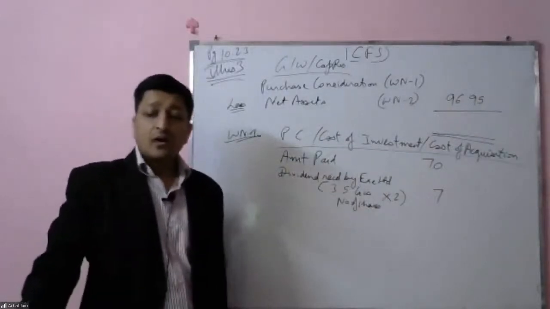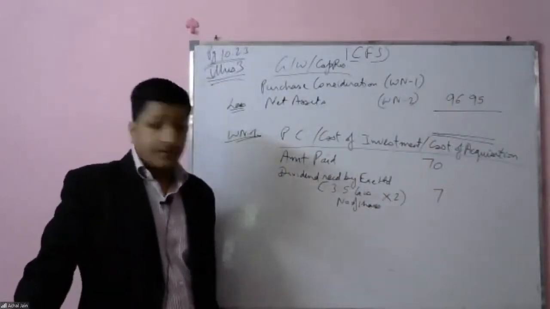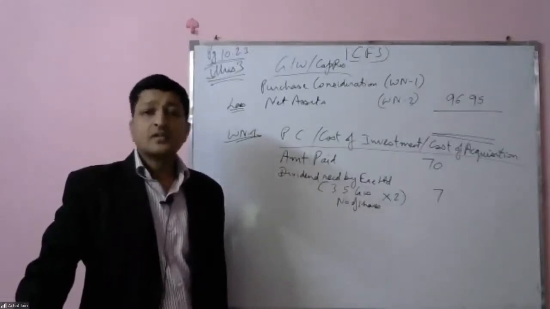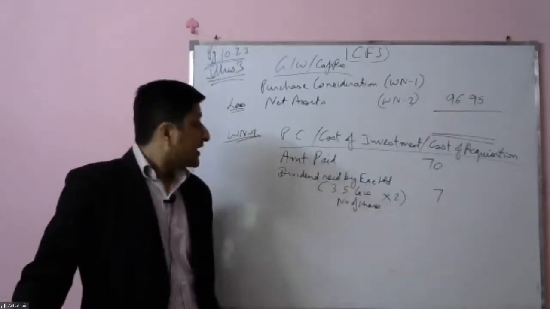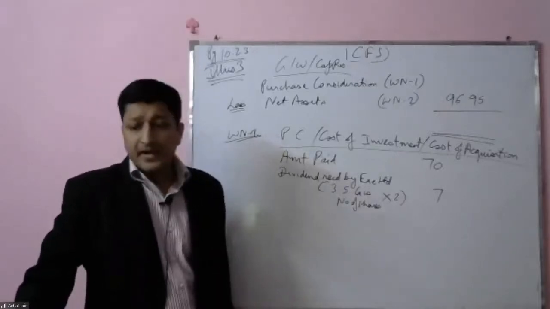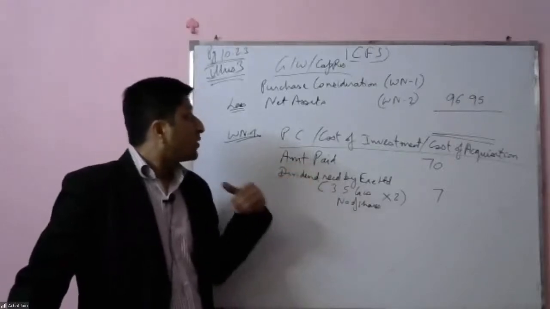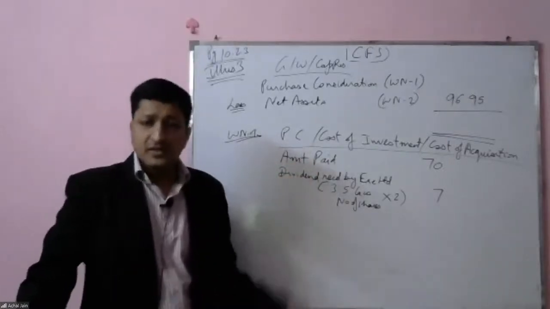Sure is asking, sir, how do we get the amount of equity? That is 70 lakhs. See, it's given in the question. We are saying the amount which is paid is what? 70 lakhs. This is the amount paid. It's given in the question.